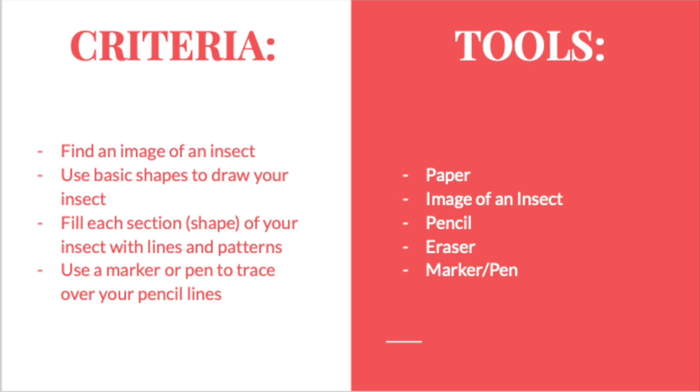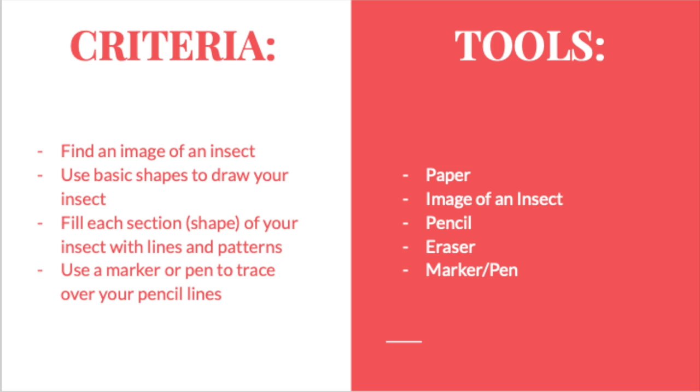Our tools are simple. You just need paper, a pencil, eraser, a marker or a pen would be great, and you're going to need an image of an insect that you would like to draw. Or if you can find a real life one like I did, that's an awesome option too. Your first step is to find an image, or a real insect, but an image if you can't find a real one. You're going to use basic shapes to draw your insect.